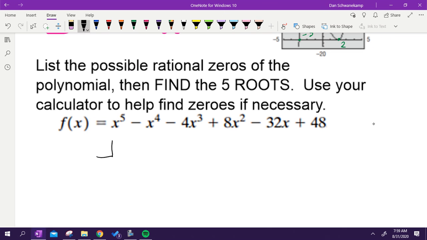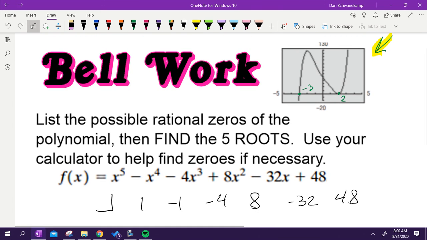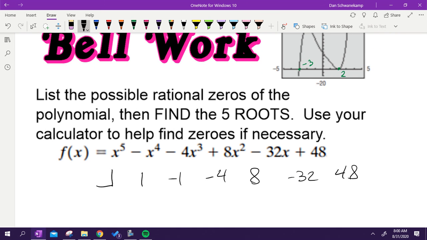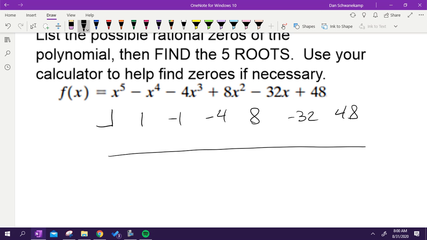All right, we're setting up synthetic division. 1, -1, -4, 8, -32, 48. Normally, I would say do our P's and Q's and work from there. But based off of that picture, it's going to help me out a little bit. What value do you think I should plug in first? I could plug in -3, but that's a little bit bigger. I like getting rid of the easy ones first. If I'm doing synthetic division, I'm going to do 2. But you could absolutely do -3.